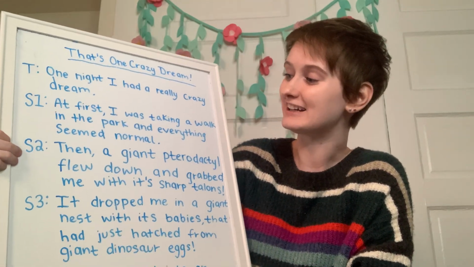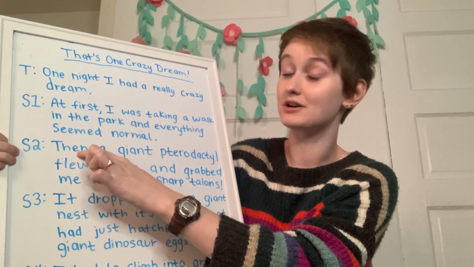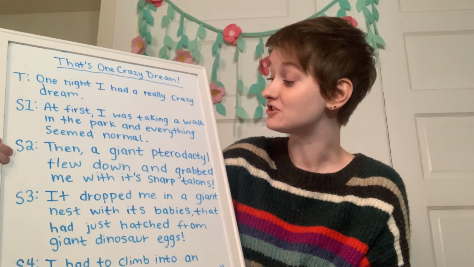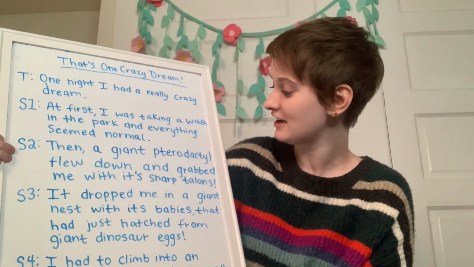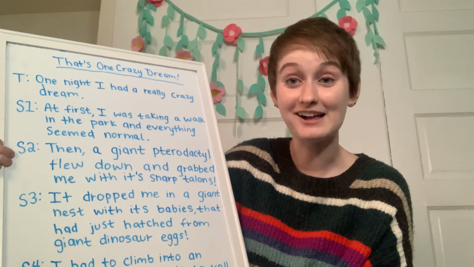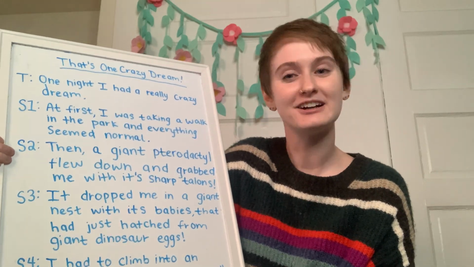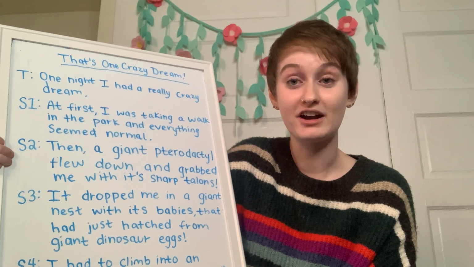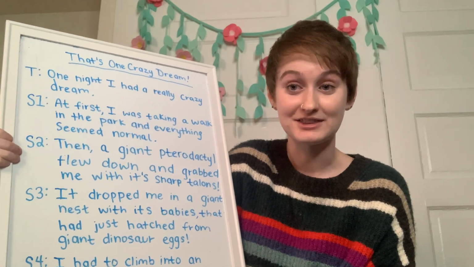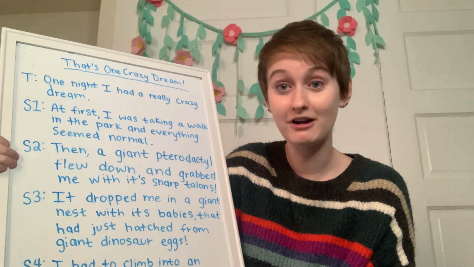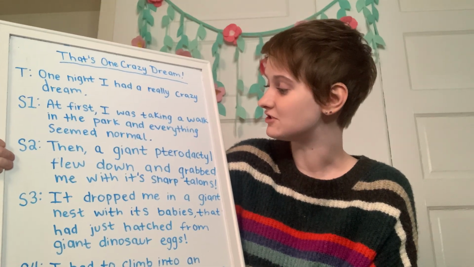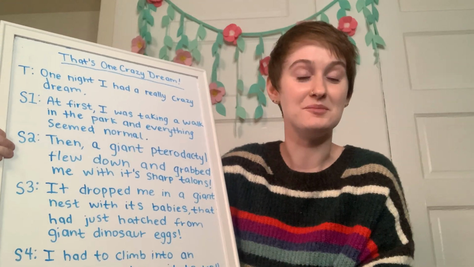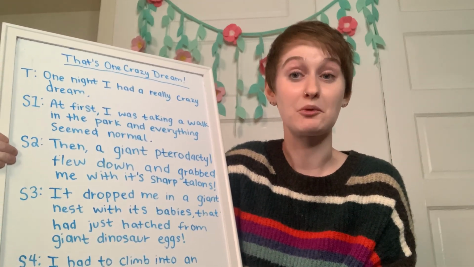Let's see. So my second sentence, again, I use that transition word "then" to let you know that this is the next part of the story. So then a giant pterodactyl flew down and grabbed me with its sharp talons. So do you guys know what a pterodactyl is? If you look it up, a pterodactyl is a giant flying dinosaur. They're extinct, thank goodness. They're not around anymore, but they were a giant type of dinosaur that had wings and a big beak, and they were pretty scary looking and they were giant.